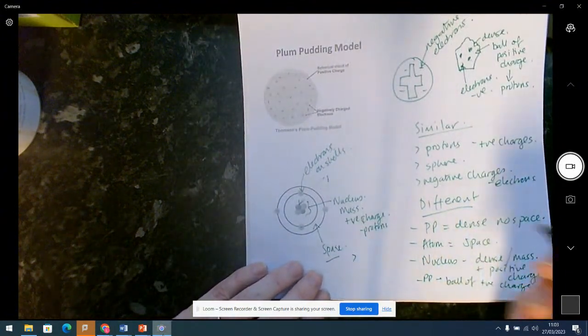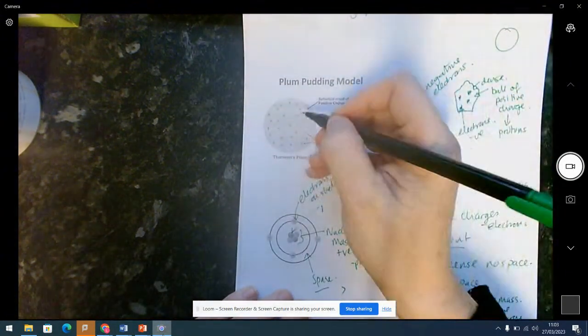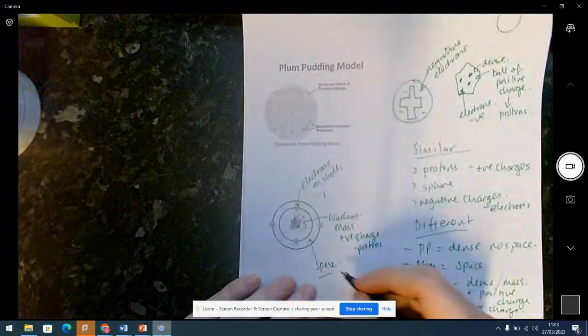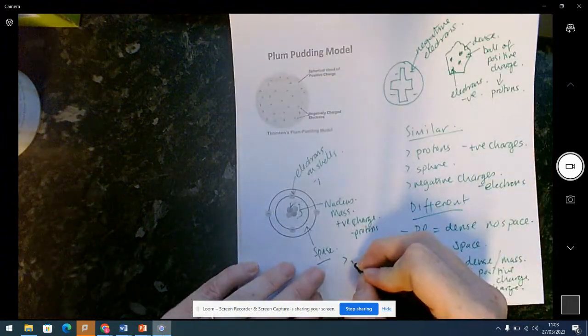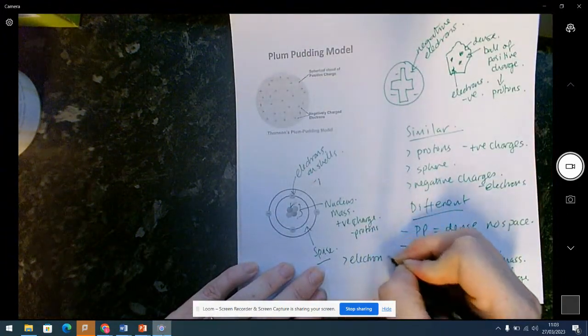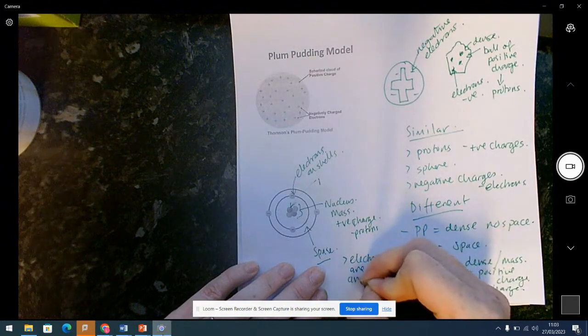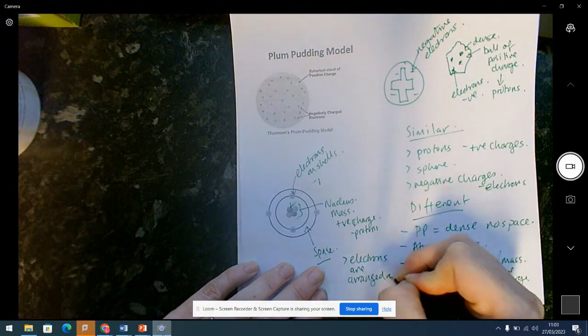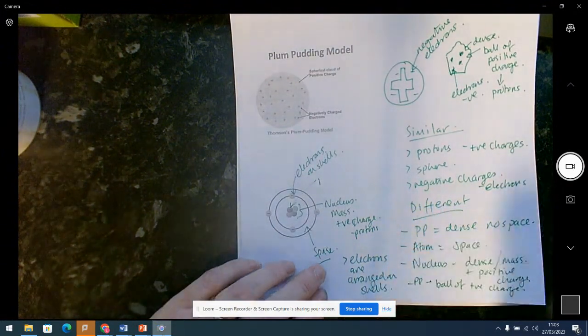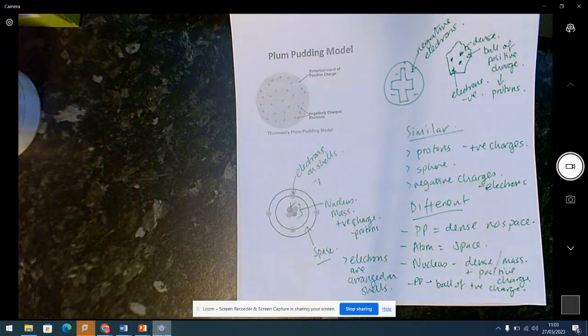In terms of electrons, in the plum pudding model, you can see the electrons are all stuck in, whereas in the structure of the atom, we know electrons are arranged on shells. And that was down to Bohr's work, which we'll come to look at in a sec. So there are your key differences.